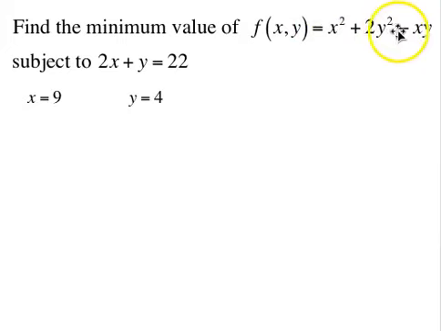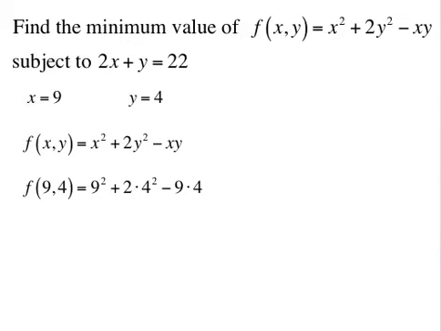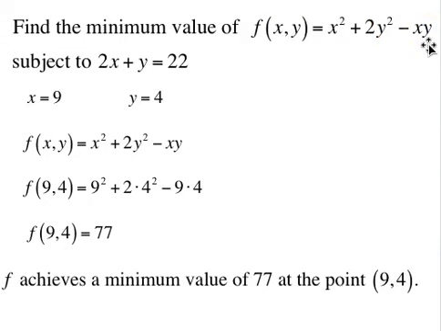So I just have to plug 9 and 4 into this function f of xy. So f of xy is x squared plus 2y squared minus xy. So we get 9 squared plus 2 times 4 squared minus 9 times 4, which is 77. So that will be the minimum value of this function. The minimum value is 77 at the point (9, 4), as long as we're concerned with this constraint equation, 2x plus y equals 22.